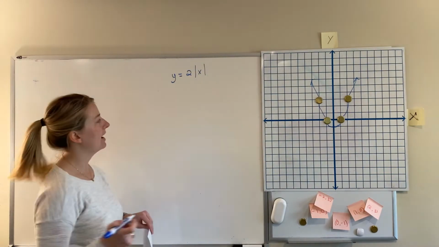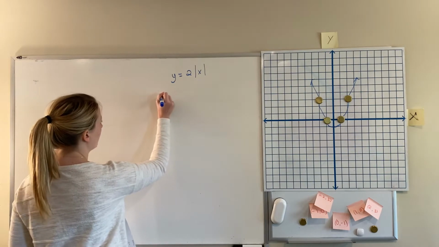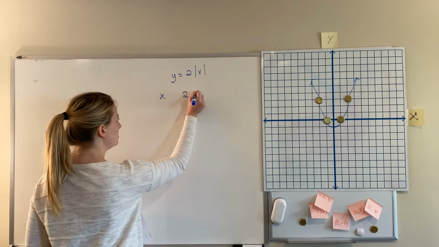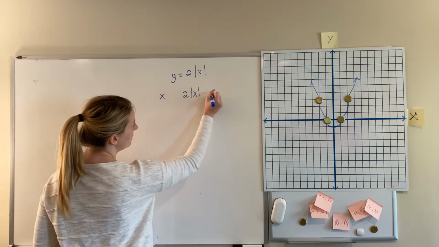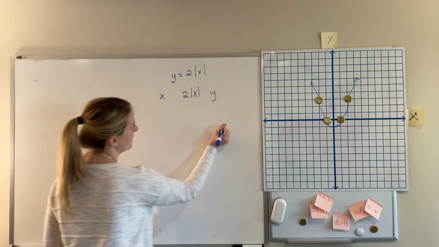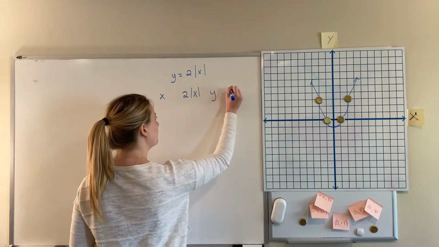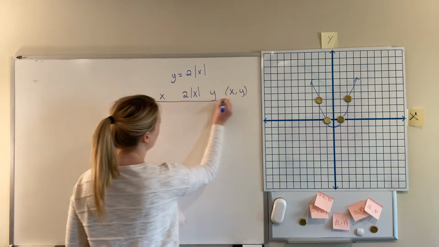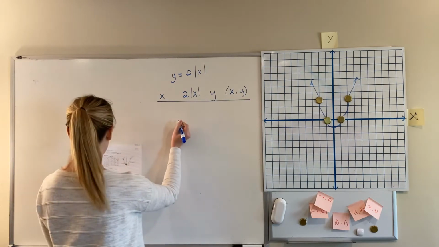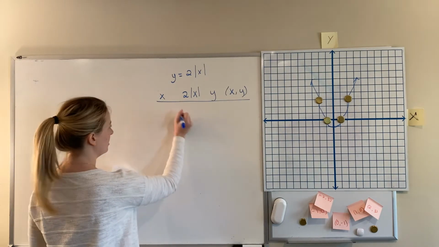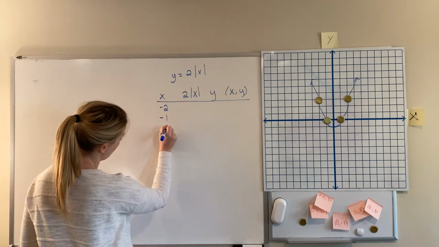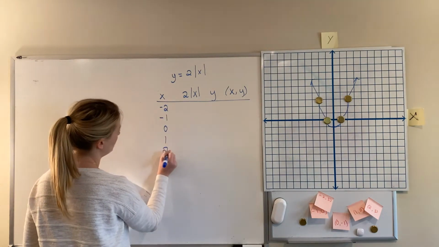We know we need 5 points. So we're going to start with our x values. What are we going to plug x into? 2 times the absolute value of x. That's going to give us our y. And once we have our x and our y, we have our ordered pair. Boom. The values that they give us are the same as before. So negative 2, negative 1, 0, 1, and 2.